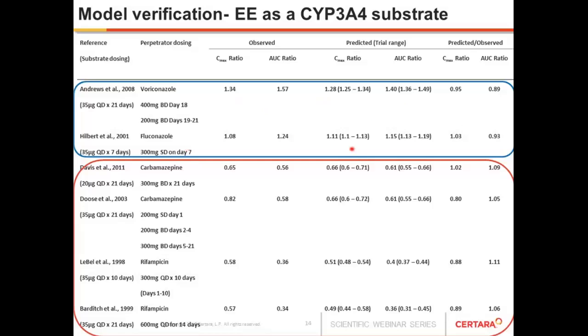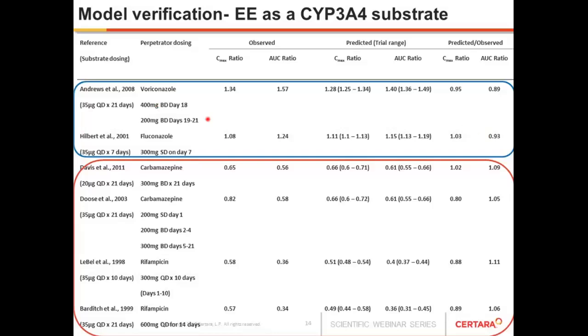Now, in assessing your model, the criteria for model assessment is that the ratio of your predicted to observed should be between 0.8 and 1.25. So by assessing our model, our predictions for these two inhibitors were between 0.8 and 1.25. So we're quite confident that the prediction with inhibitors was well recovered.